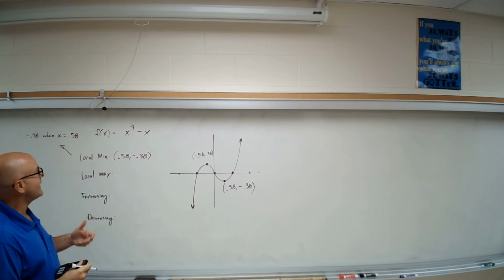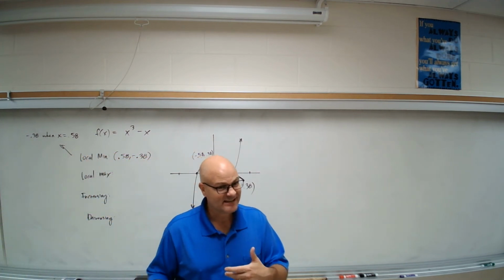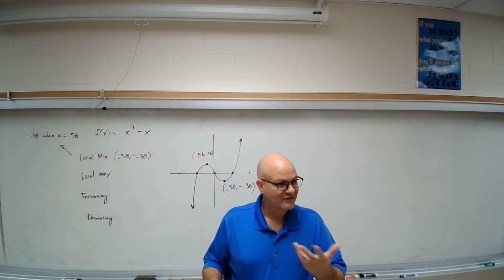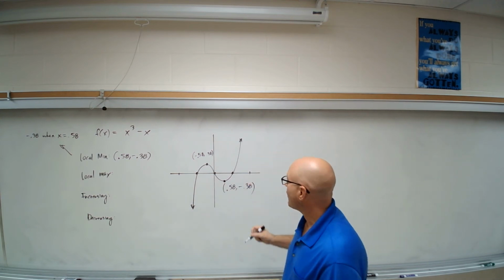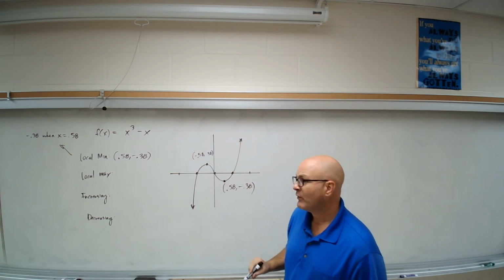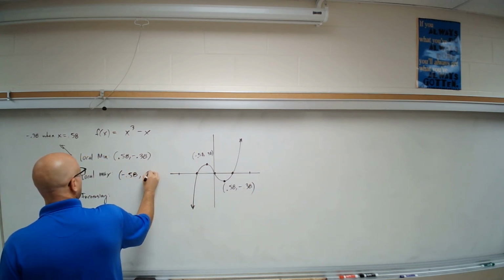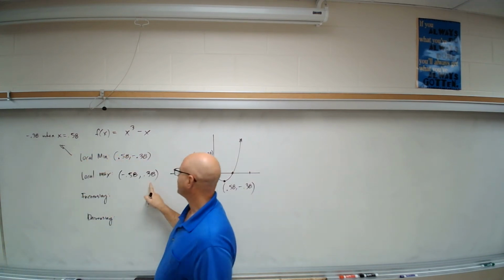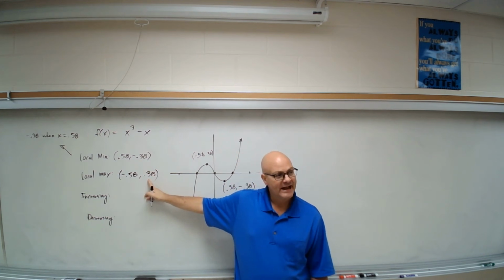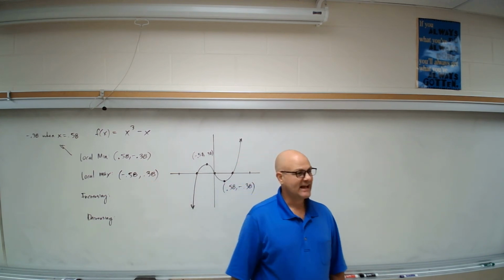But again, anytime you're asked what the min or the max is, you want to know where it's at in terms of x also. So the local max would be up here at -0.58 and 0.38. So we'd say the local max is 0.38 when x is at -0.58.